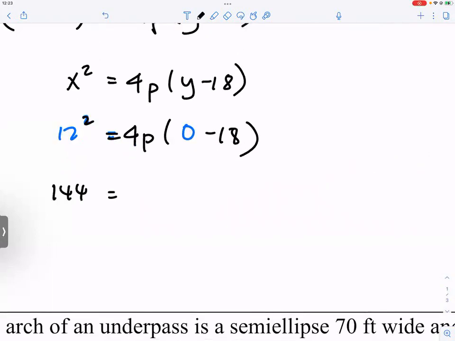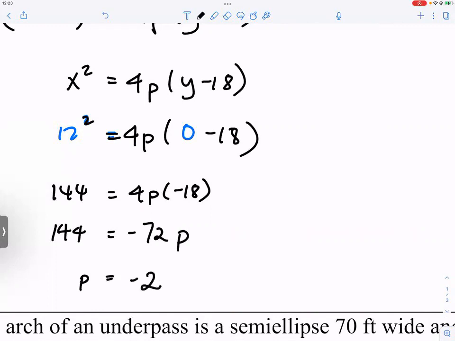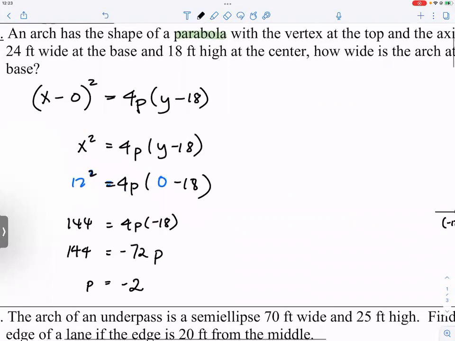So you have 144 equals 4p times negative 18. Negative 18 times 4 is negative 72. So you have 144 equals negative 72p. So p is equal to negative 2. So now you've got your p-value, which is very good. And now we can write down our actual equation for the parabola: x squared equals 4 times p, which will be negative 8, times y minus 18. This would be the standard form equation for the parabola.